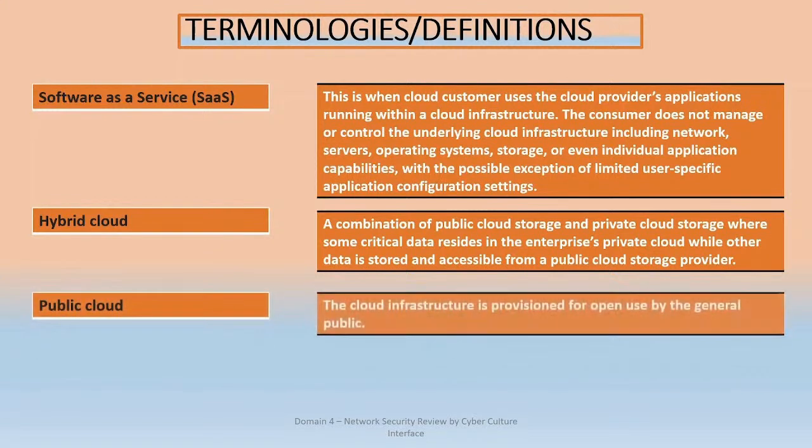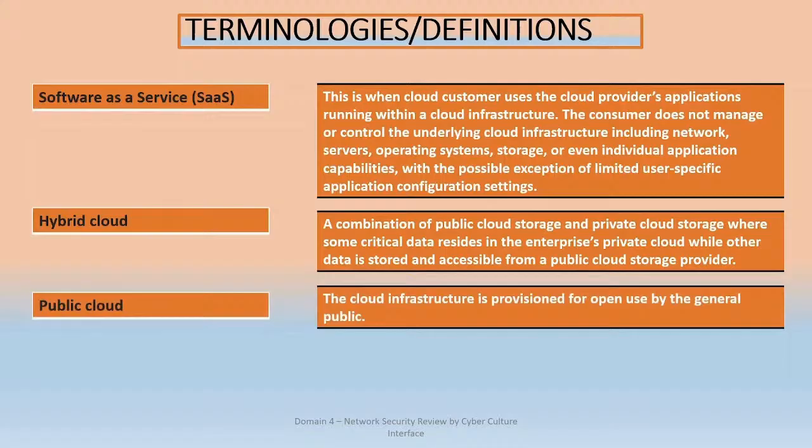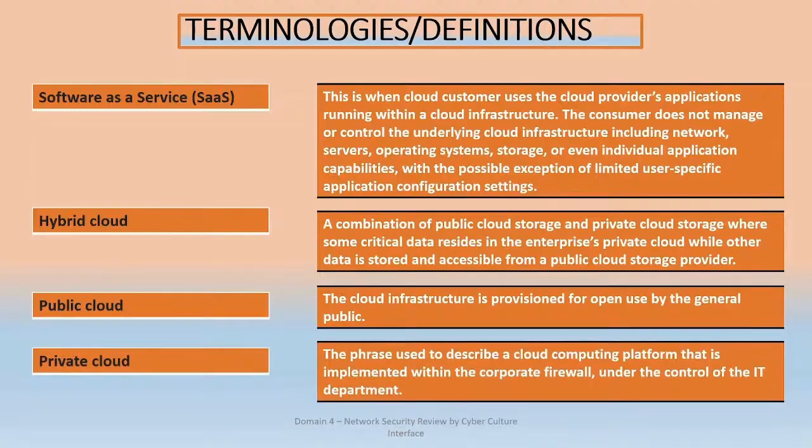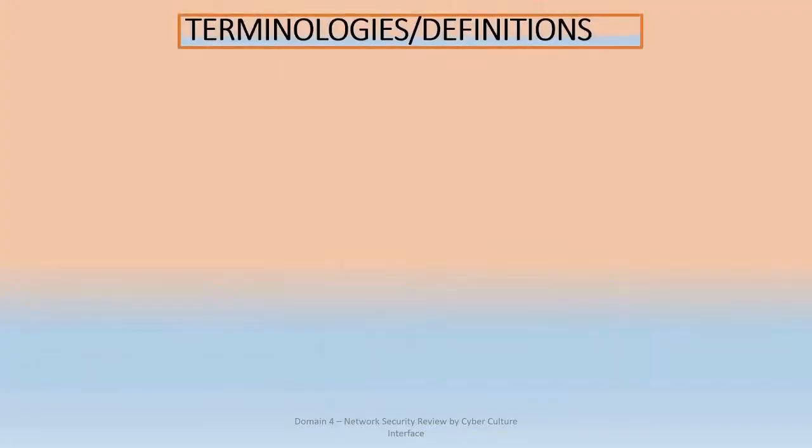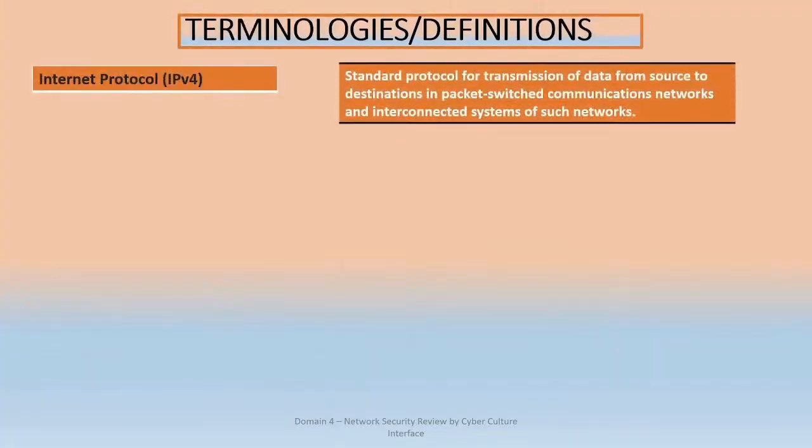Then we have a public cloud, which is a cloud infrastructure that is provisioned for open use by the general public. A private cloud is the opposite, which is used for a cloud computing platform that is implemented within a corporate firewall. It's exclusive to the organization that owns it. Then other terminologies you need to take note of: Internet Protocol version 4 is a standard protocol for transmitting data from source to destinations in a packet switch communication network. We are talking about the rules. Internet protocol is what you use to transmit data on the internet, basically.